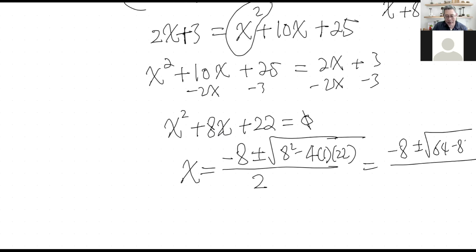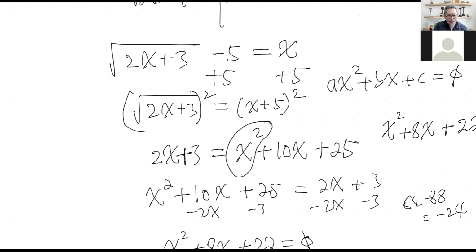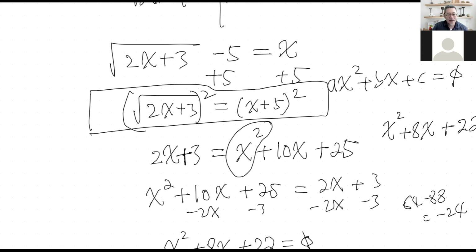Now here we have a problem. 64 minus 88 is negative 24, which means the solution is a complex number, and that means we don't have a real number solution. Good. So that means no matter how hard we try, there is no real x value that meets this condition. Good.